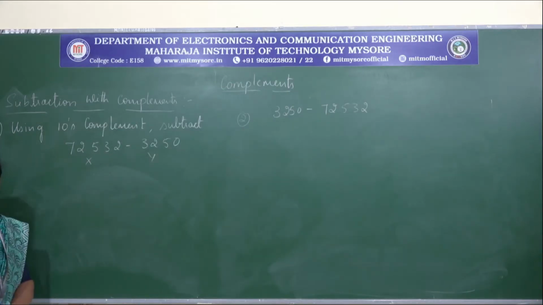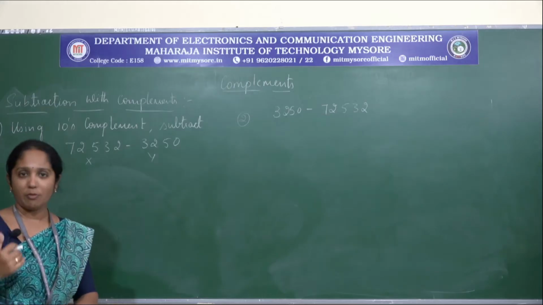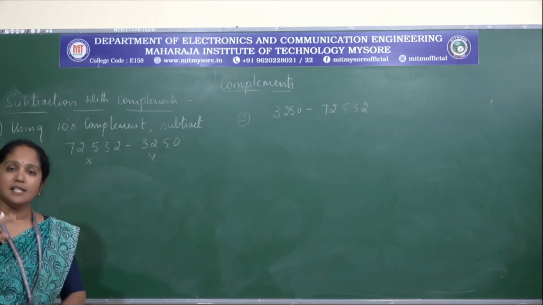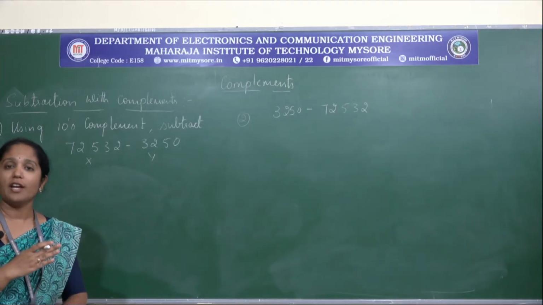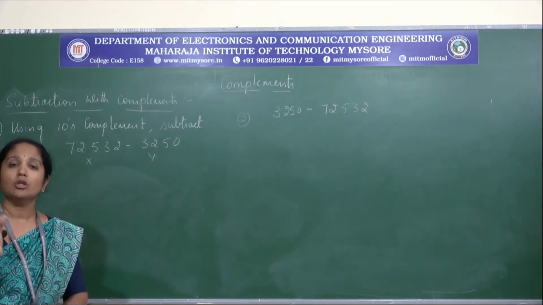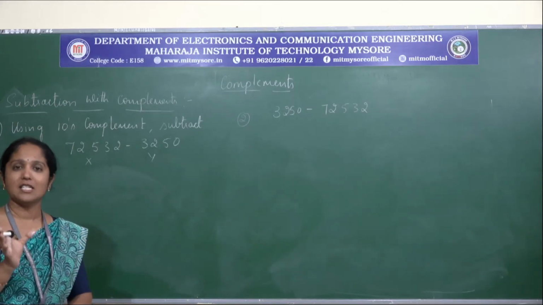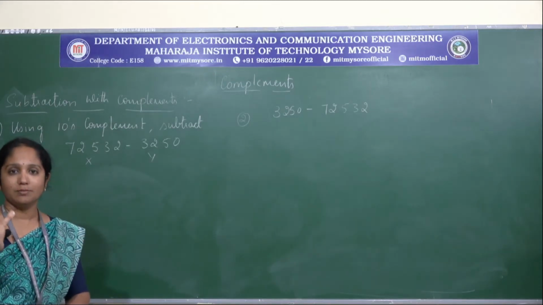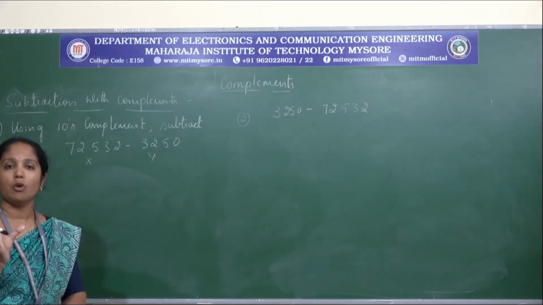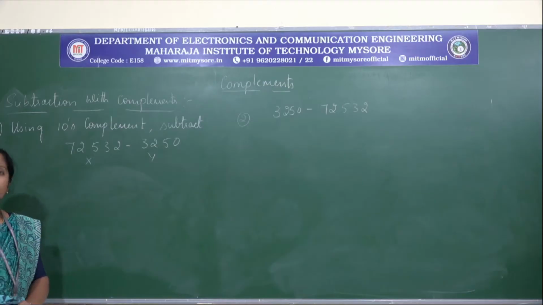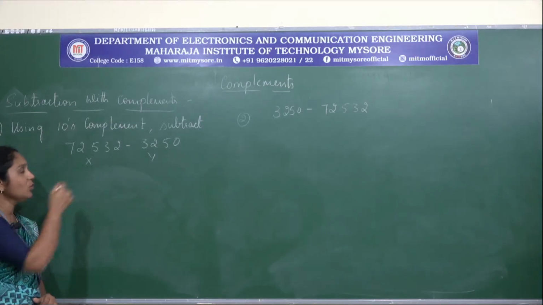So what is the procedure? In order to perform the subtraction using 10's complement, we need to take the 10's complement of the second operand and add it to the first operand. Then we need to discard the carry, which we will see later. If you consider the sum, only the digits which we have on the output, that sum output, we need to consider. That is going to give you the difference between these two data.